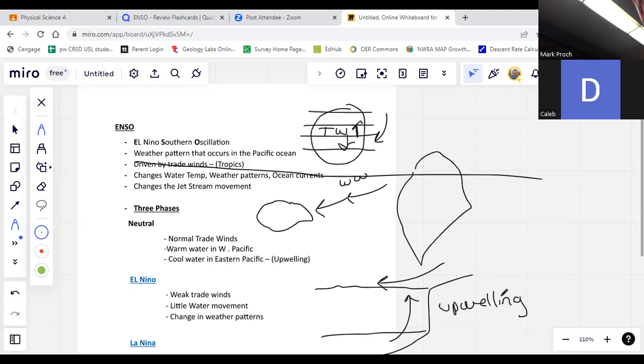So people noticed that at certain times of the year, fishing was really good along that coast, right? But then some years they noticed there were no fish at all.